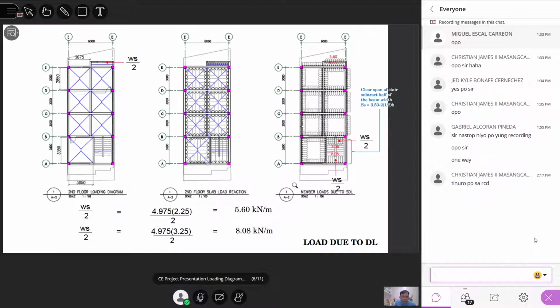So, you have now one-way action that is due to this slab. Okay? So, hahatiin mo lang sa gitna. Kasi maliit lang to, 0.45 lang to eh. This one, yung thickness na yan, yung clear span yan, that is only 0.45. Parang balcony lang yan o parang extension lang yan. So, kung 0.45, if you look, 0.45.